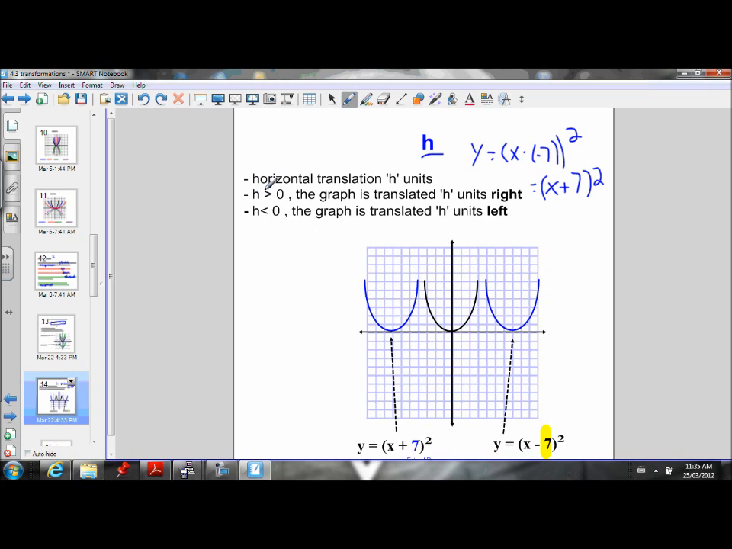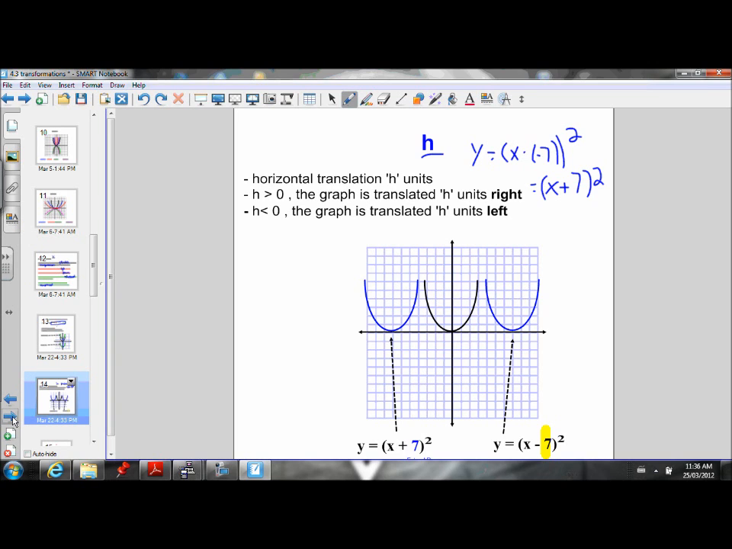So when h is greater than 0, the parabola shifts to the right, so x minus 7 squared shifts to the right. When h is less than 0, so when h is a negative number, even though it will appear as addition, that h value is a negative number for this reason. So when h is less than 0, the graph is translated h units to the left. For x plus 7 squared, the graph shifts 7 to the left. So the vertex has moved 7 units left on the x-axis.